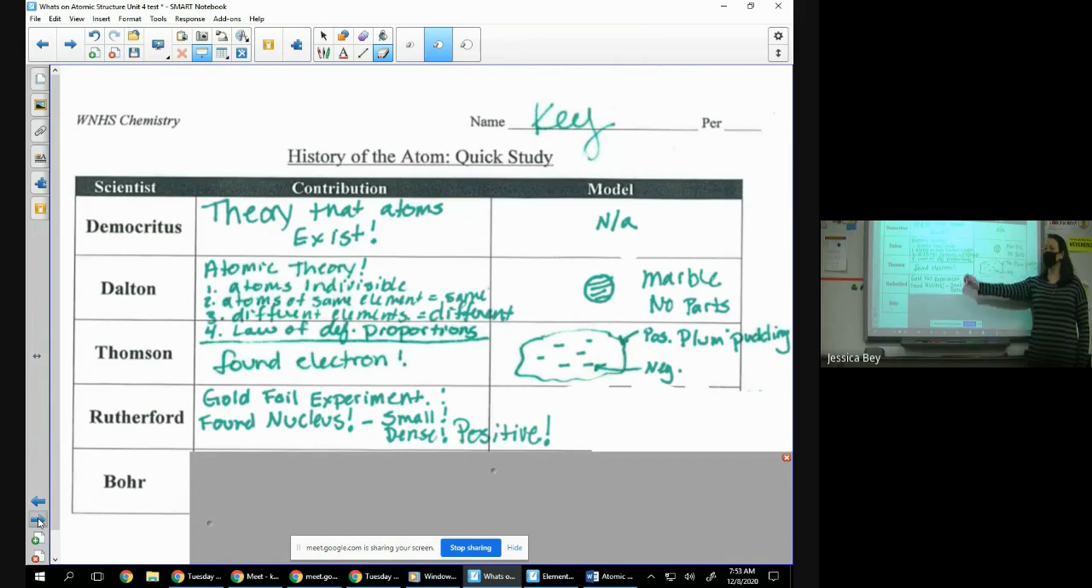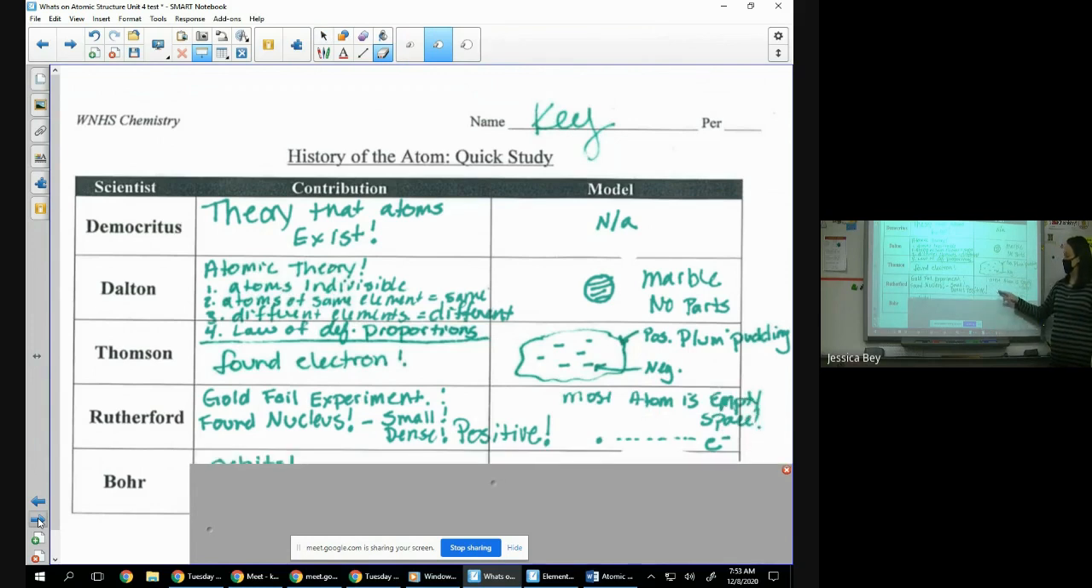He found the nucleus. He said three things about it. It is small, it is massive or dense, and it is positively charged. So he said, I don't know a lot about what these electrons are doing, but what I know is that most of the atom is empty space. Okay. Awesome. Good.